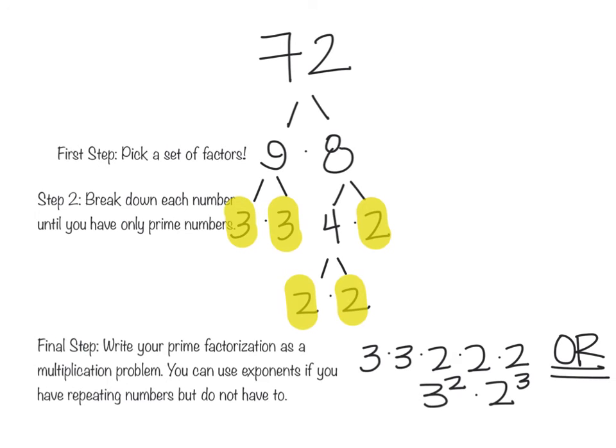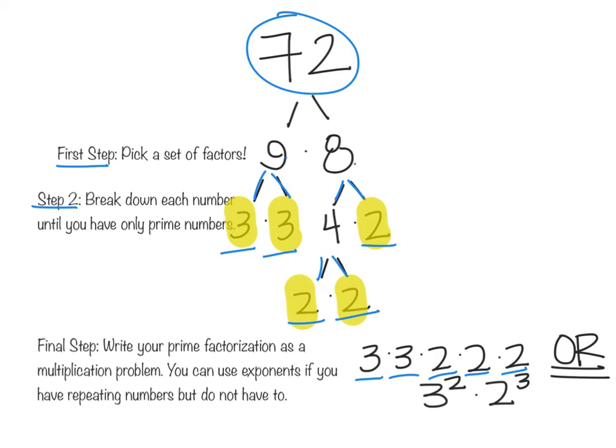If we look at 72, I just broke it down by steps. First step, pick a set of factors. So 72, I chose 9 and 8. Okay, second step, break down each number until you have only prime numbers. Well, I know 9 can be broken down into 3 and 3. So I can circle them, highlight them, just know that I'm done with them. I broke down 8 into 4 and 2. 2 is prime, so I highlighted it. And 4, I know I can break down into 2 and 2. So that leaves me with 3 times 3 times 2 times 2 times 2. Or 3 squared, because I have 2 of them, and 2 to the third, because I have 3 of them.